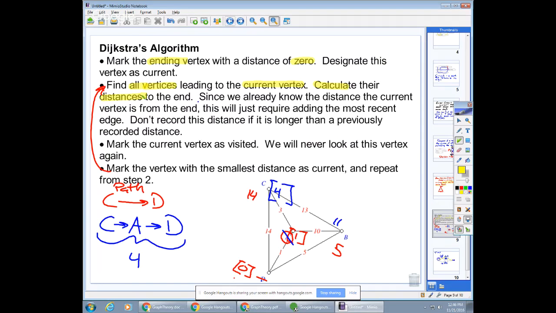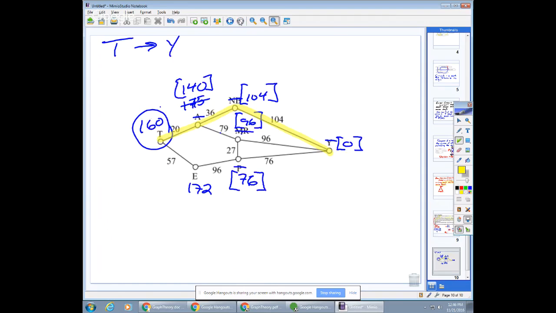Now, once we get past the first step is where we jump to that one. So after we've done our ending, then the second sentence comes into importance. So since we already know the distance to the current vertex, this will just require adding the most recent edge. Okay. So going back to my picture over here, when I was at MR, the most recent edge was the one that led to the 96.